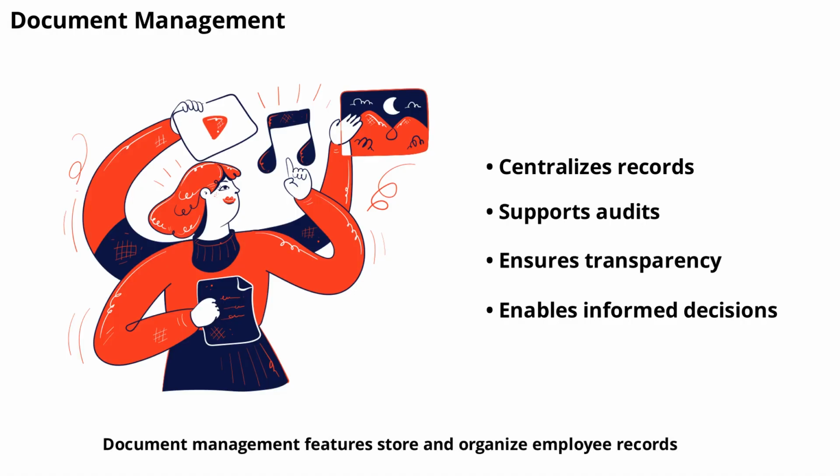Document management features store and organize employee records, contracts, and policy documents securely. This centralization makes it easy to retrieve information for audits, compliance, or resource planning. Efficient document management supports transparency and ensures that HR has the documentation needed for informed decision-making.